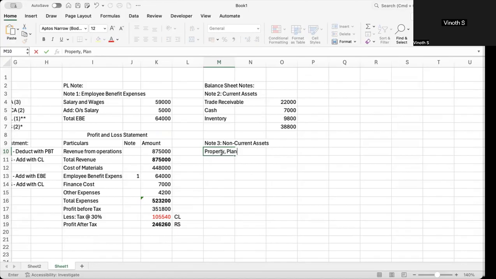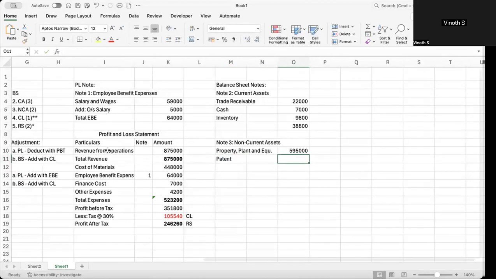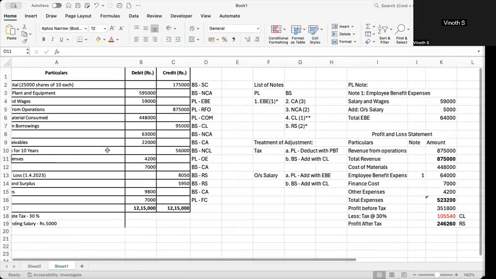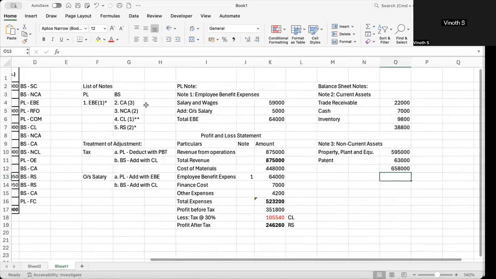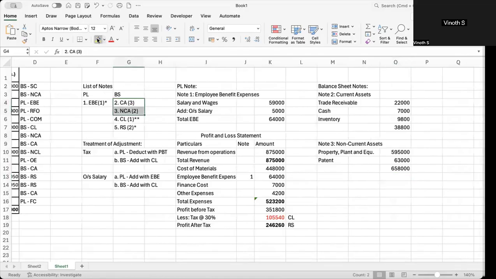Property, plant and equipment, 5,95,000. Next is patent. I think 68,000, 63,000, sorry. The total of non-current assets, adding this to 5,95,000, 6,58,000. So now these 2 are done. Okay. Maybe if you're using pen and paper, you can just put a tick mark here.